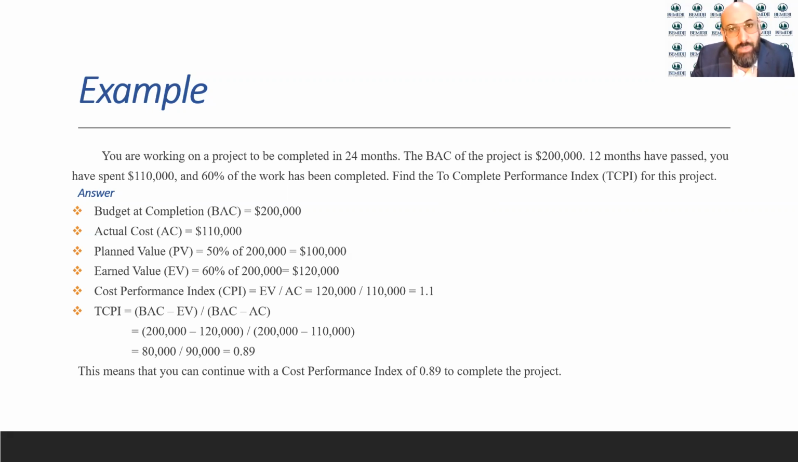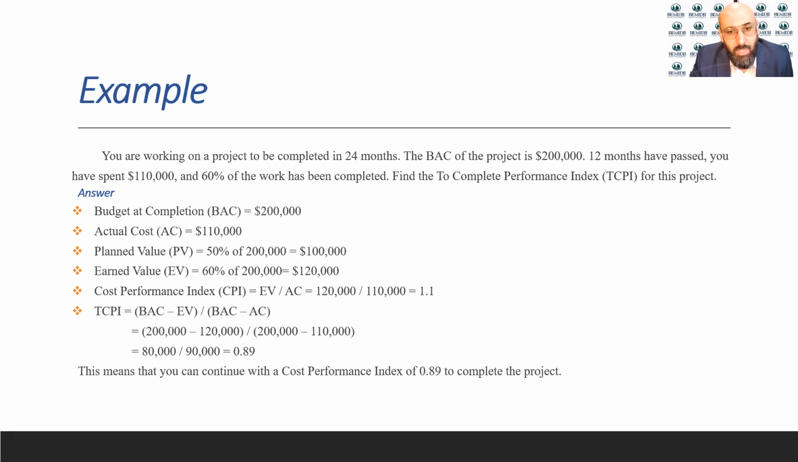The TCPI would be the BAC minus the earned value, divided by the BAC minus the actual cost. So that would give you a value of 0.89. What does that mean? That means that you can continue with a cost performance index of 89%. So that gives you more flexibility. You could basically slow down with your work because you are under budget, and you could spend more money.